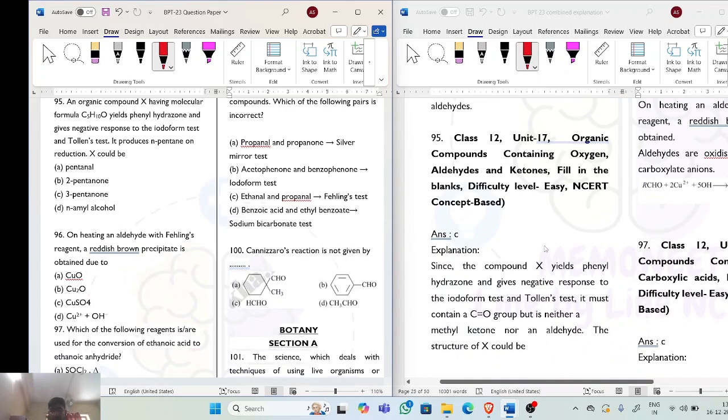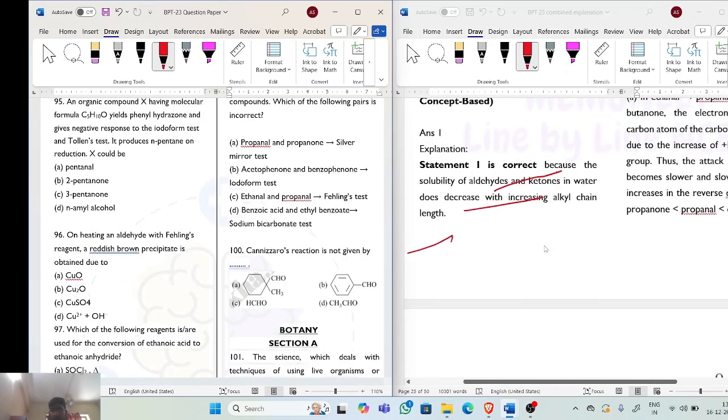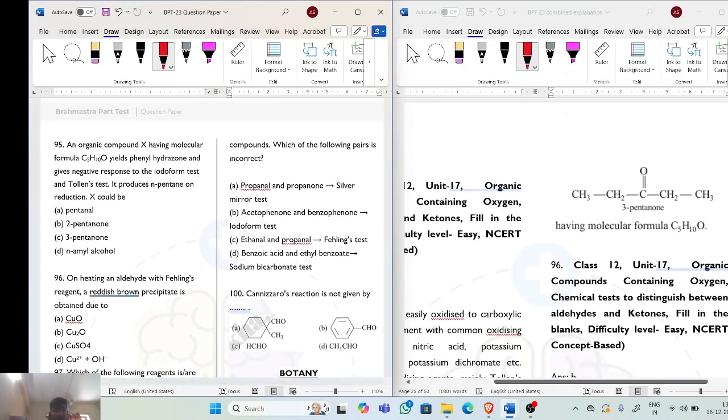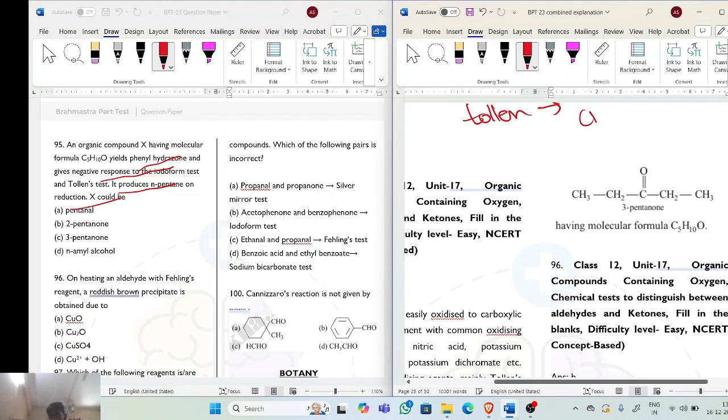Now question number 95. An organic compound X having molecular formula this yields phenyl hydrazone and gives a negative response to the iodoform test and Tollens test. It produces n-pentane on reduction. X is? Okay, so first of all, it is not giving Tollens test, means aldehyde group is not present. CHO group is not present. Then it is also giving negative iodoform reaction, means this group CH3 C double bond O is also not present.